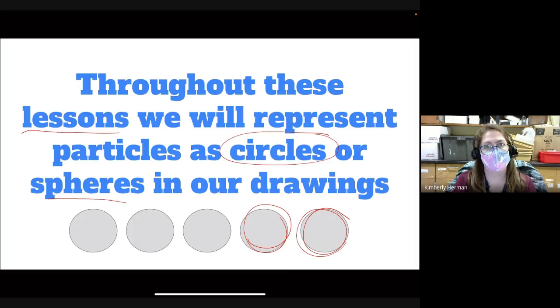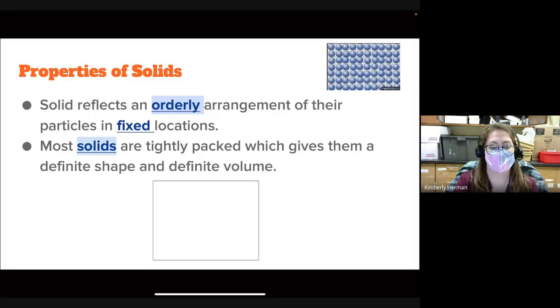Now, if you're doing the digital notes, you'll see that you can draw along with me as we're going through it. So in this video, we're going to focus primarily just on solids. Let's look at some properties of solids first. Solids reflect an orderly arrangement of their fixed particles in these fixed different locations. If we take a look at our diagram over here, we can see that they're fixed, but notice that they are vibrating, and we'll talk about the motion in the next slide.